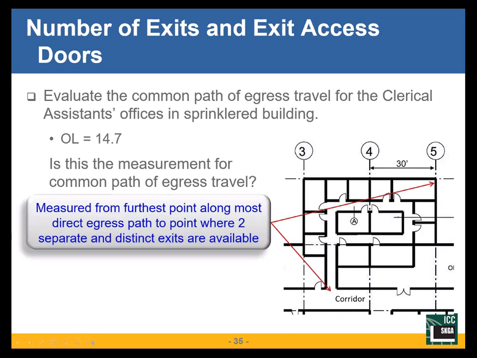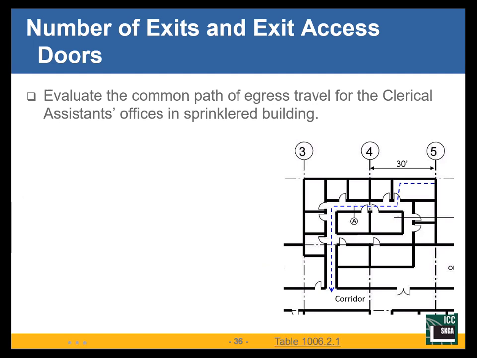So our common path of travel is where I have 2 separate exits available. This design, even though I have a choice around this corridor here, is really no different than I'm in a room and there's a desk in the middle of the room. Am I going to go right around the desk? Am I going to go left around the desk? Once I pass that desk, we're all still going the same way. So I have to measure it to the point where I actually have 2 choices. That is my measurement for common path of travel.